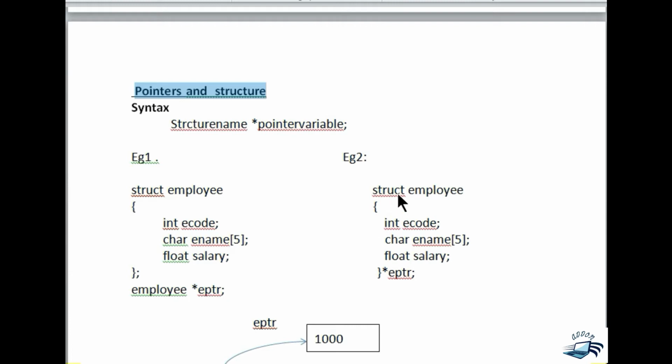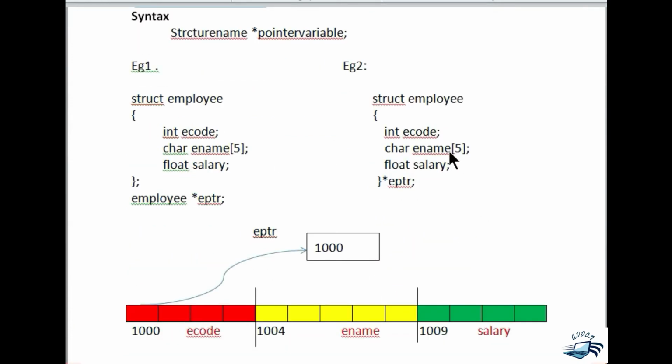In the second example also I have created a structure named employee. 3 variables I have given: e-code, e-name, salary, and I have created a pointer variable EPTR. EPTR is a structure pointer variable, but the difference is that in the first example EPTR is defined outside the structure definition, and here EPTR is defined along with the structure definition. This we have studied in the previous classes.